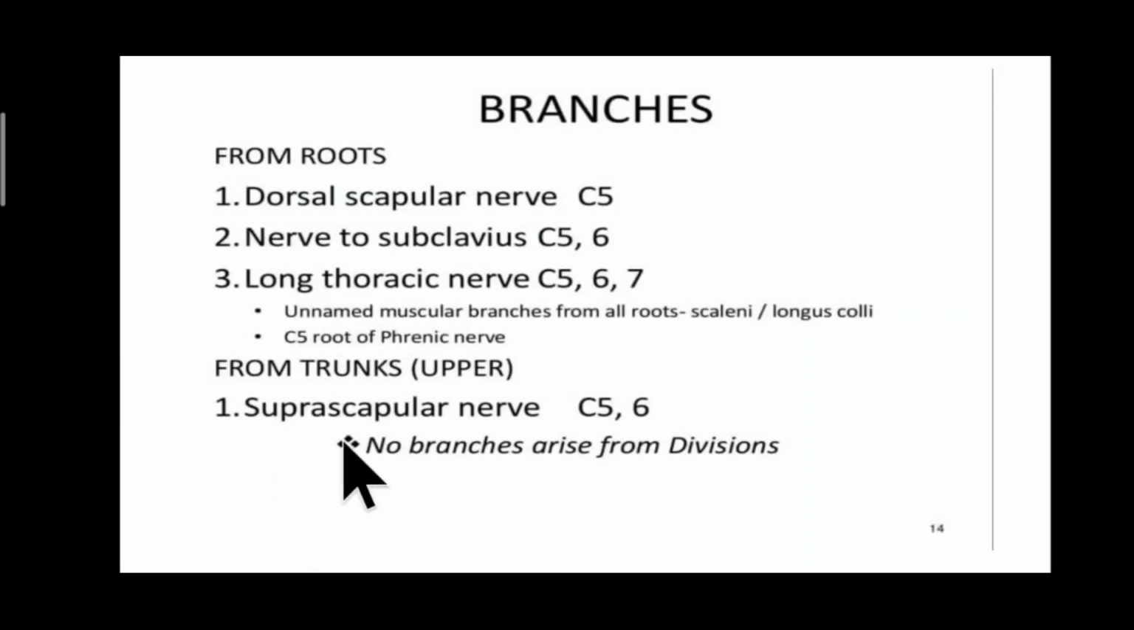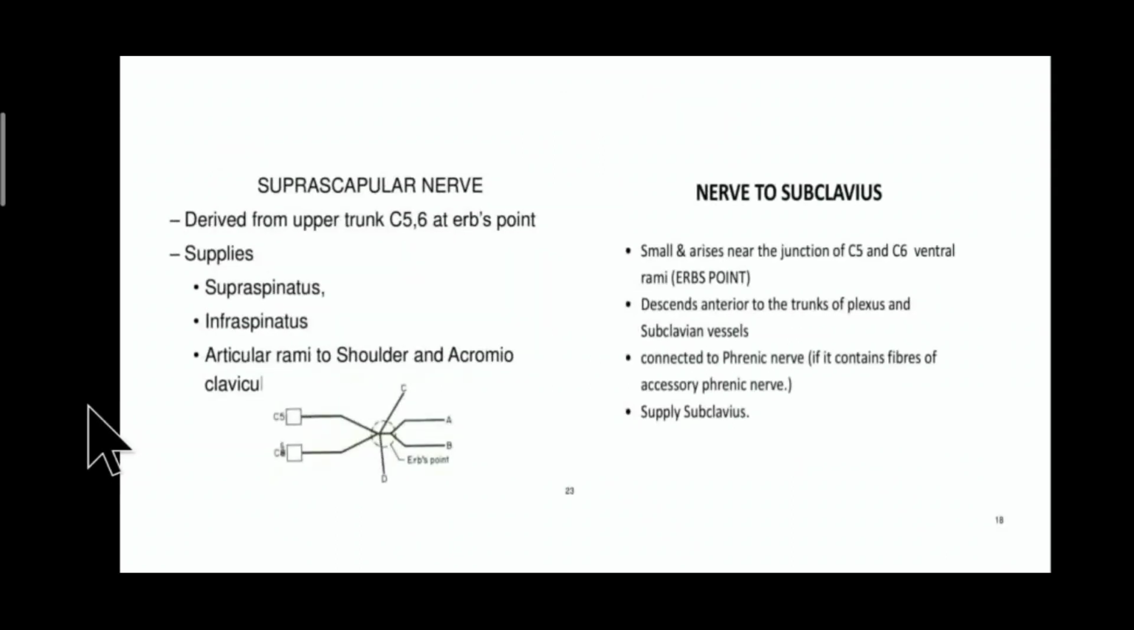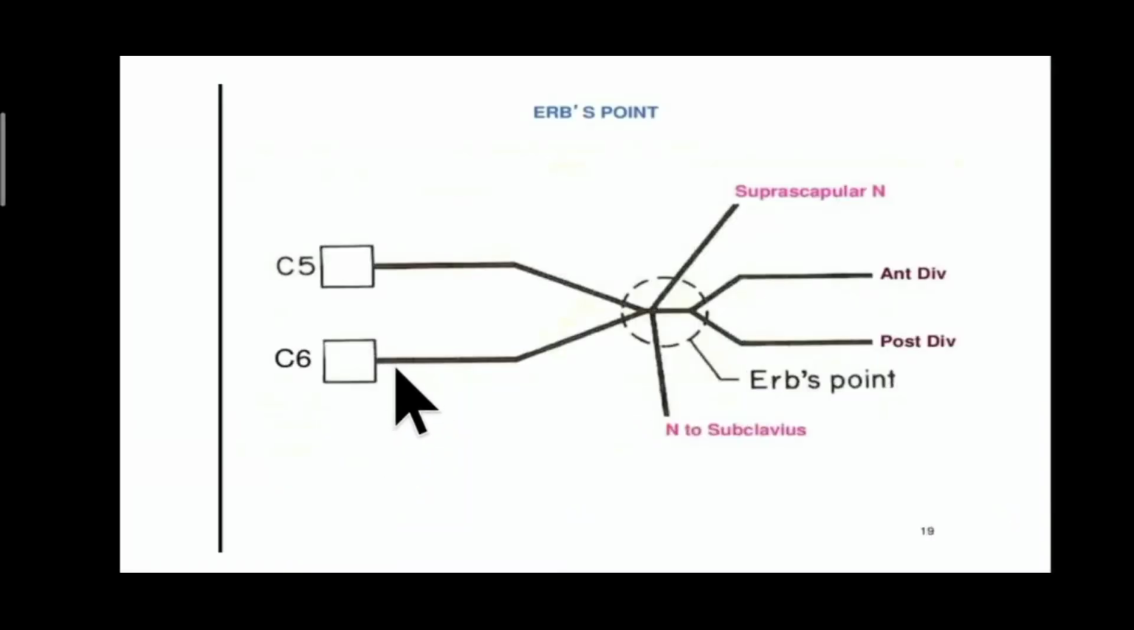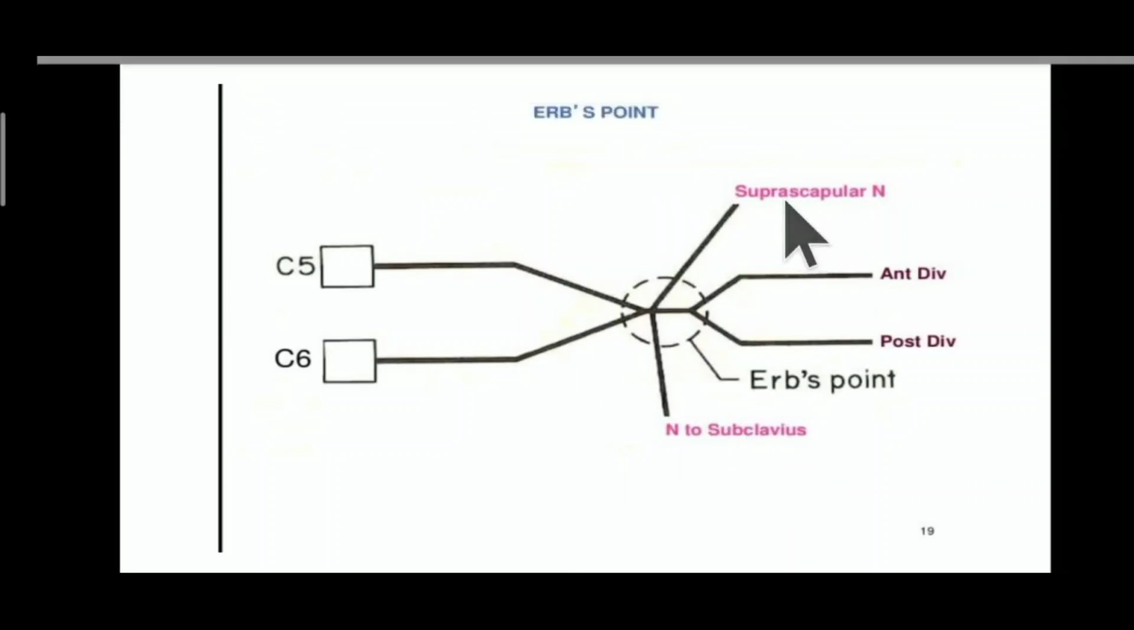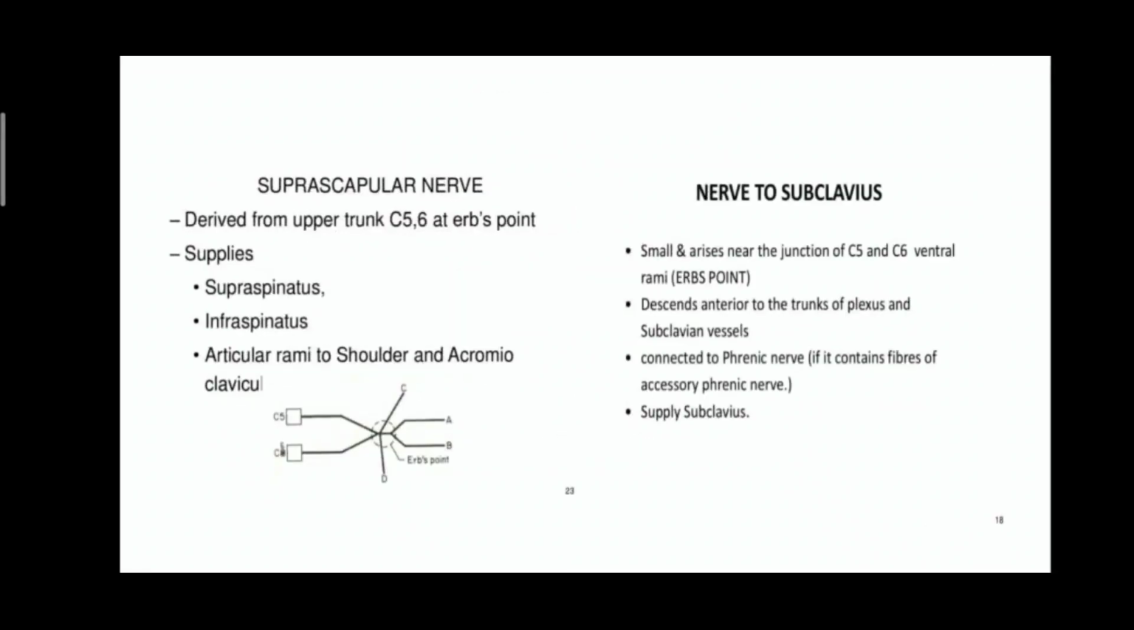And from the trunks, the suprascapular nerve, which is from the upper trunk, see here, this is the upper trunk. From the upper trunk we can find the suprascapular nerve and nerve to subclavius. These are the branches of the upper trunk. Now coming to clinicals.